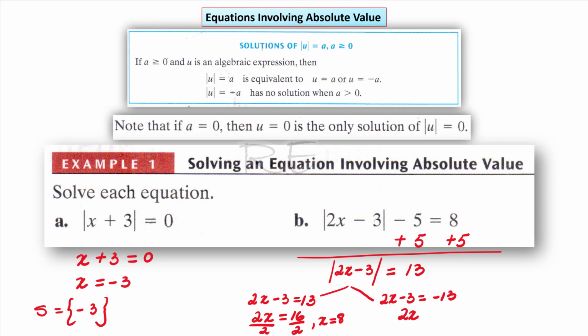When we add 3 to both sides, 2x is equal to negative 10. After we divide both sides by 2, we obtain x equal to negative 5. So the solution set is negative 5, 8.